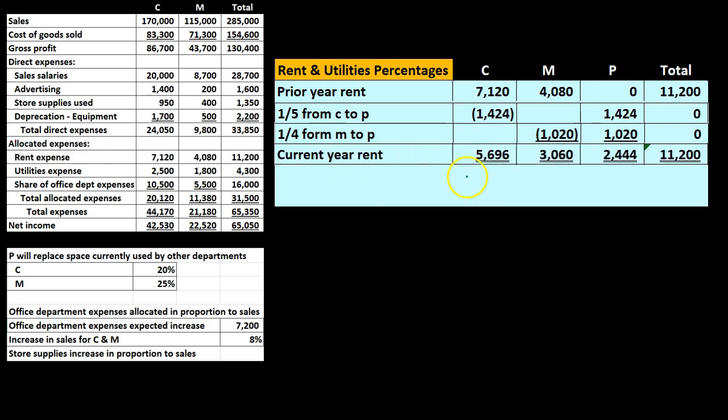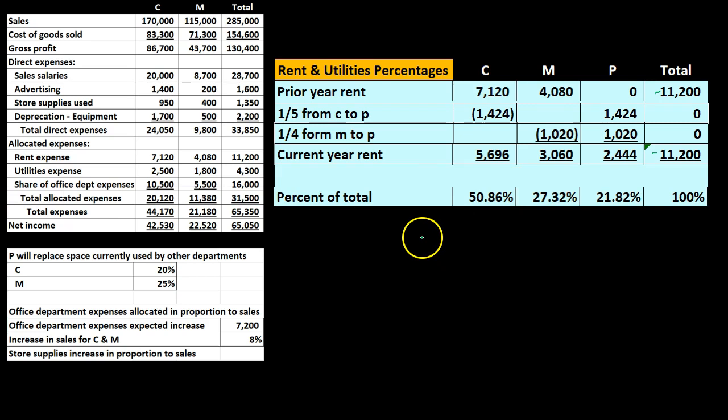So that's what we have here. If we take a look at our totals, then we're saying C had 7,120. We're going to take out 1/5, giving us 5,696. M had 4,080. We're taking out 1/4 to bring it down to 3,060. That 1/5 from C and that 1/4 from M to P is 2,444. So we're going to have our same number here. The rent's the same. This is our new allocation.